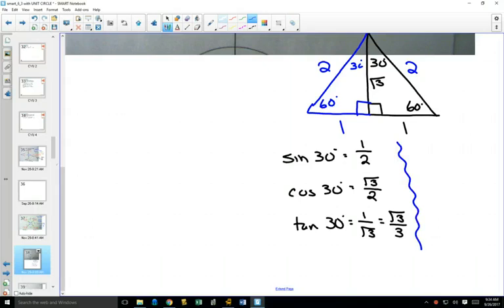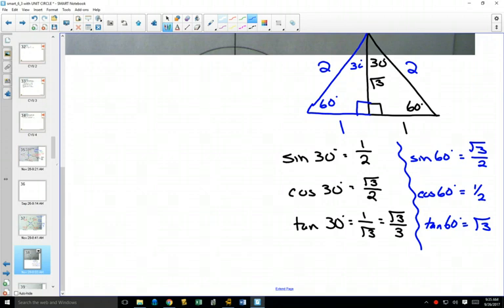We can also do sine, cos, and tan of 60 degrees. Sine of 60 degrees, opposite over hypotenuse, cos of 60 degrees, and tan of 60 degrees, opposite over adjacent. So this special triangle, by being able to draw it and recognizing that if 2 of them came together, it would make an equilateral triangle, allows us to choose values and put them on there.